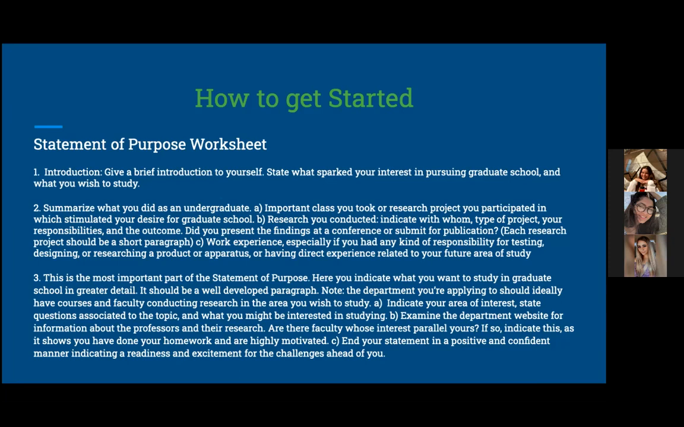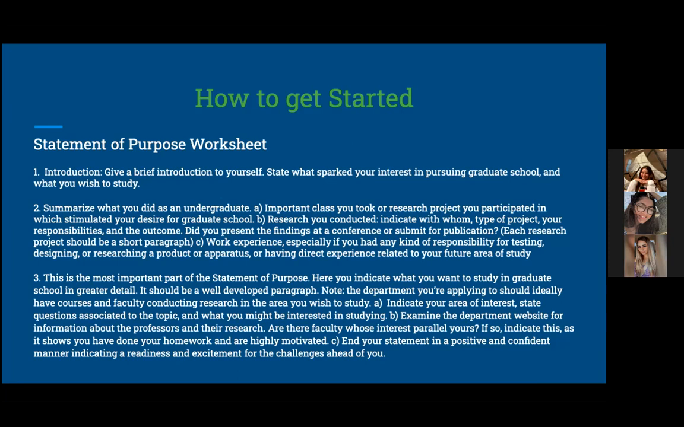And it's really important to indicate what you want to study in graduate school in great detail, so you can indicate your area of interest, state any questions associated to the topic, and what you might be interested in studying. Examine the department website for information about professors and their research. So it's important to note that the department that you're applying to should ideally have courses and faculty conducting research in the area you want to study.